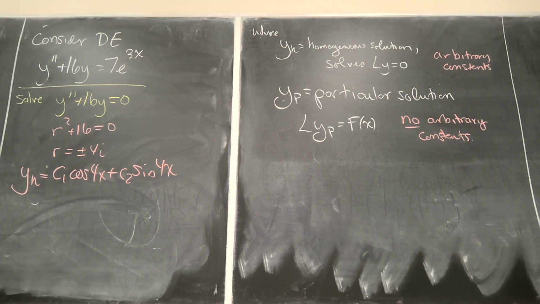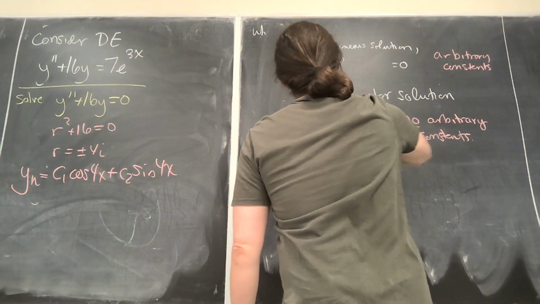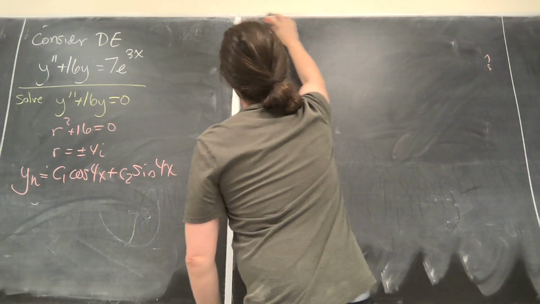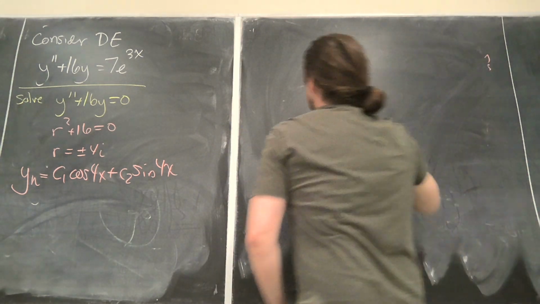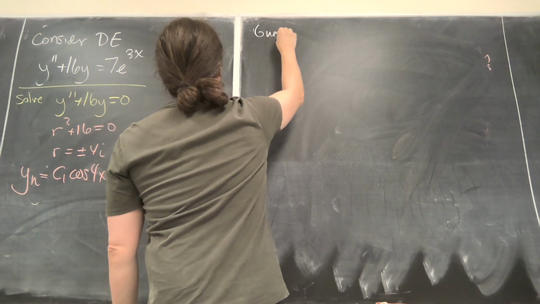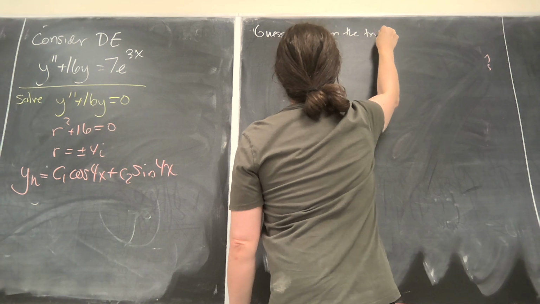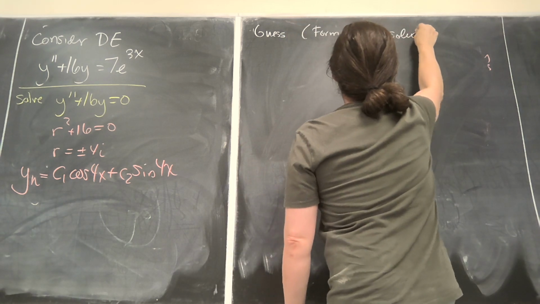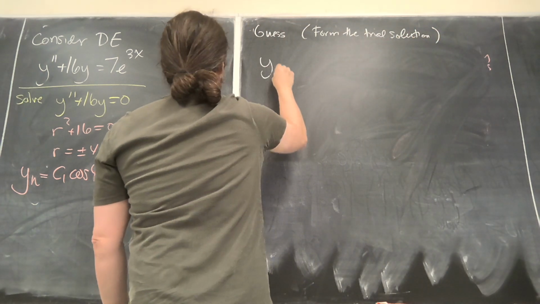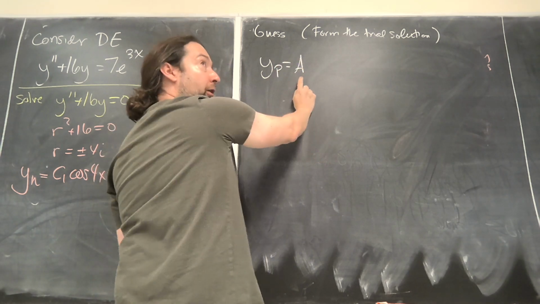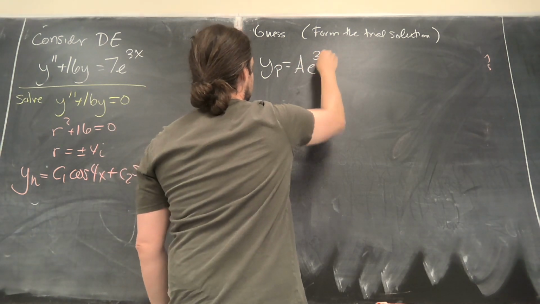Nothing else has e to the 3x as a derivative. So if I want e to the 3x to come out of this machine, I better stick in e to the 3x. Now I don't know what its coefficient should be, and that's why we call this the method of undetermined coefficients. So I'm just going to make a guess, or as the book likes to call it, a trial solution. It's a guess. So I'm going to guess, or rather form the trial solution y particular is equal to some undetermined coefficient times e to the 3x.